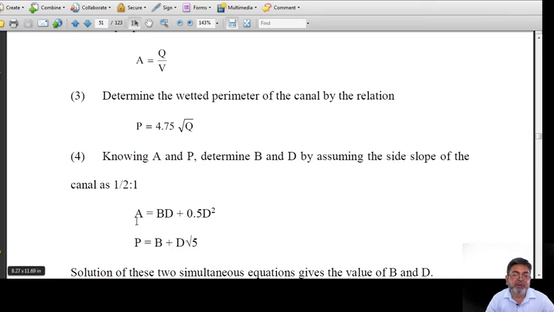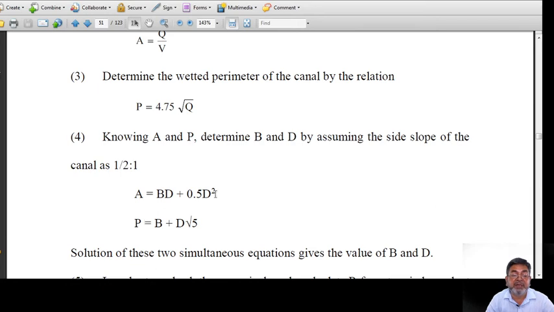A is equal to the equation for area, and the equation for wetted perimeter. The numerical value of the wetted perimeter you have got from here, and this is the expression for wetted perimeter of a trapezoidal channel. You have used this earlier also. So the value of P you will write here from this equation that you have got. The value of area you have got from this expression, that you will keep here. So this will give you two simultaneous equations, and these simultaneous equations can be solved by a quadratic equation. Here you will get a quadratic equation in D.